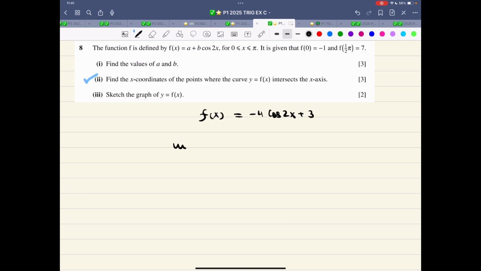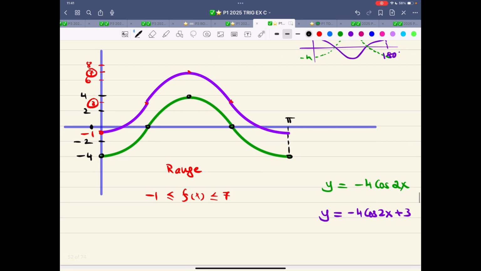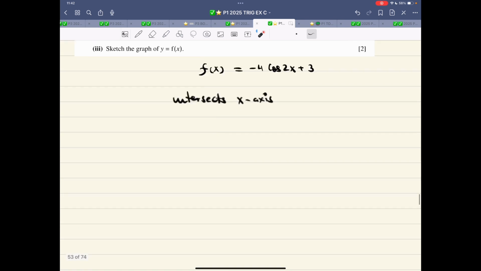So intersects x-axis. Can we look at it from the graph? I don't think so. Because this is not a scale diagram, you cannot look at it from the graph. Yes, you can have a good realistic sense where exactly it is going. This is pi by 2, this was pi by 4, this was 3 pi by 4, this is pi, this is 0, and so on. That means one value would be lesser than pi by 4, the other value would be greater than 3 pi by 4, and you will see some symmetry over here.